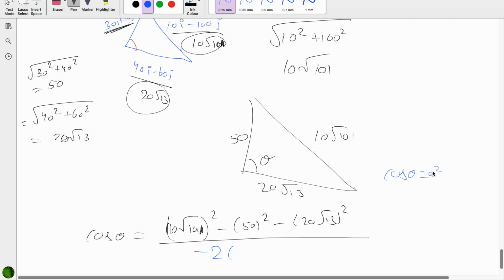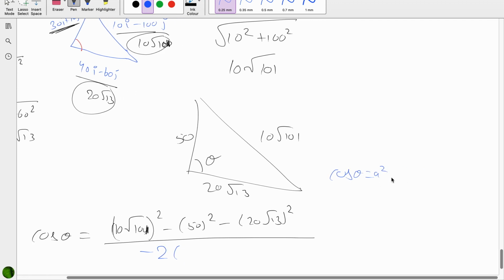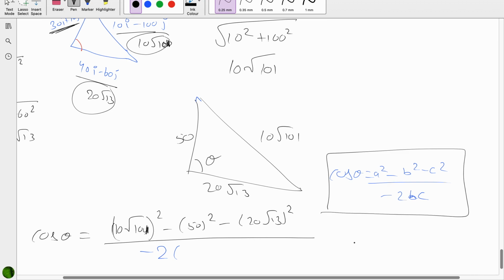Cos theta is equal to a square... You will have some formulas, not all. Probably given, I'll double check it. This is in two ways. One is this case. The other is cos theta equals b square plus c square minus a square, divided by 2bc. Be careful with the negative signs.